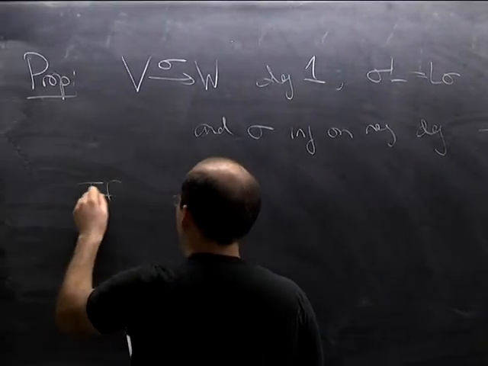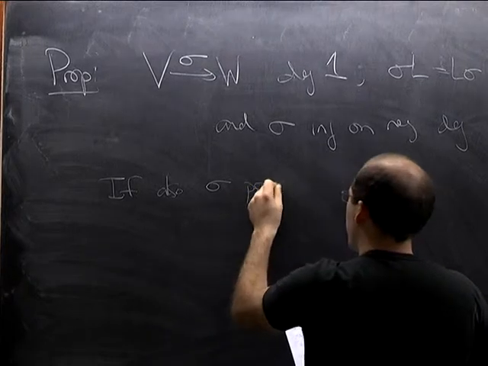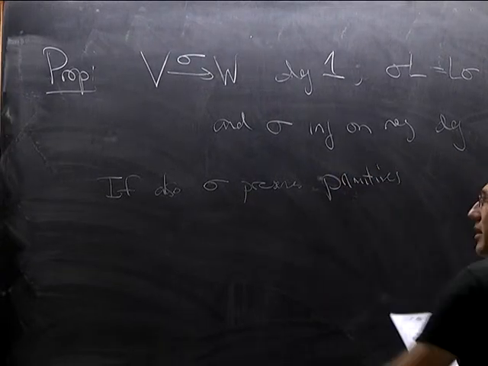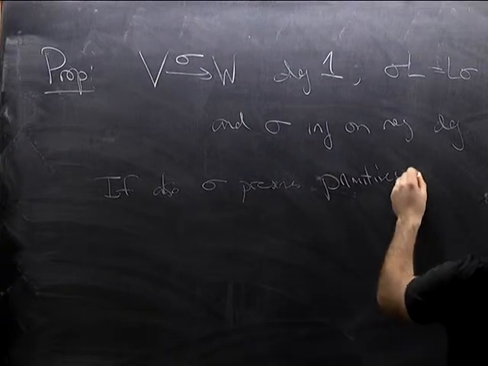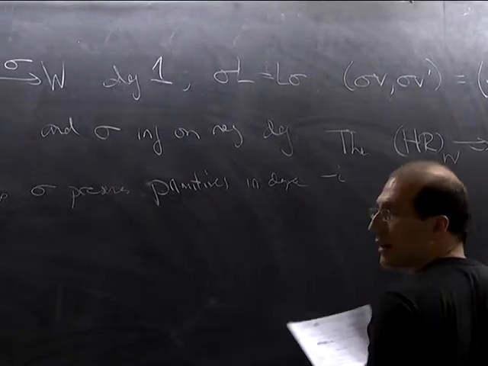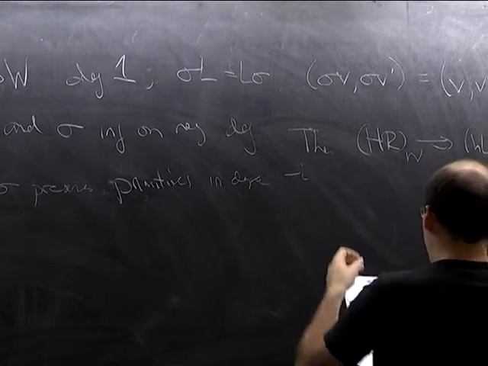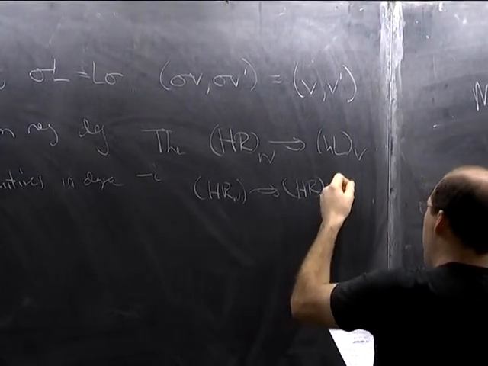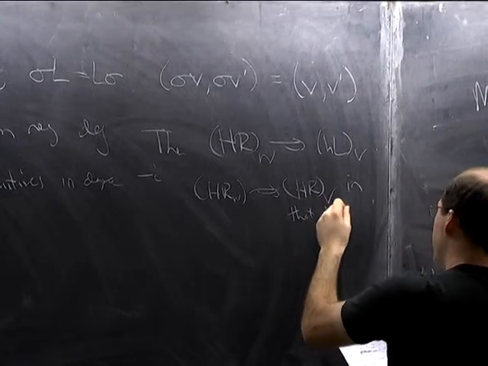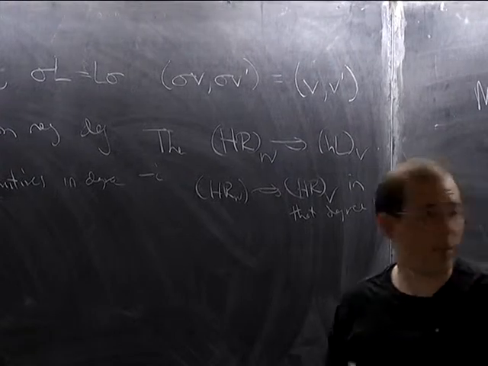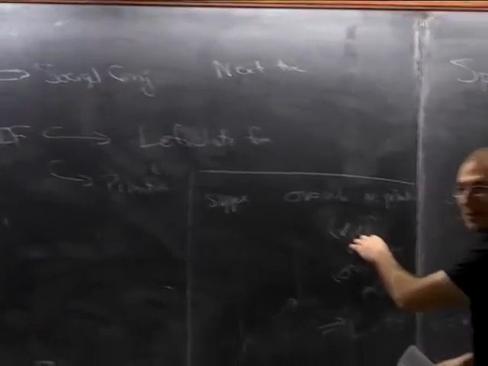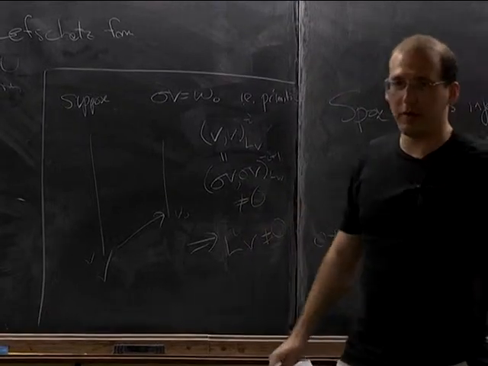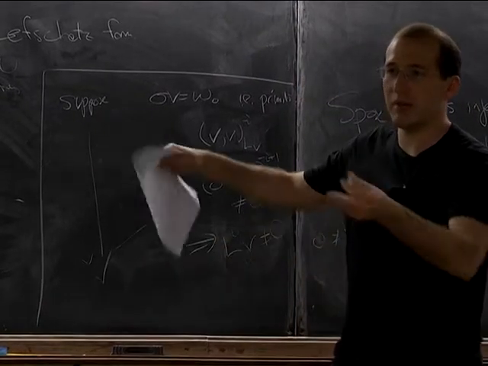And then if also sigma preserves primitives, okay, or preserves in degree minus I. So it sends something in degree minus I to this. Then HR of W implies HR of V in that degree. Okay? Because in fact, if this was positive, then that was positive. Okay? So if you preserve the primitives, then the sign of the primitives here is the same as the sign of the primitives there, which is alternating plus or minus.